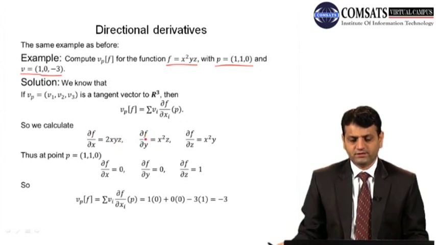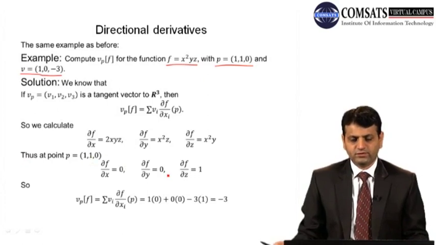And similarly, what is partial f by partial y? We are taking the derivative of f with respect to y, and we are keeping x and z terms as constants. So it becomes x squared z. And similarly, what is partial f by partial z? It is x squared y, because we treated x and y as constants, and the derivative of z with respect to z is 1.